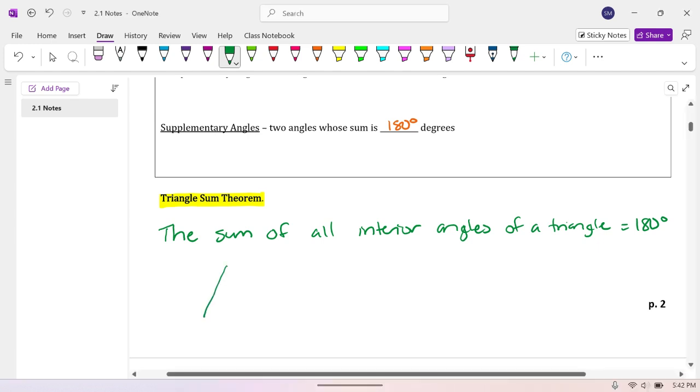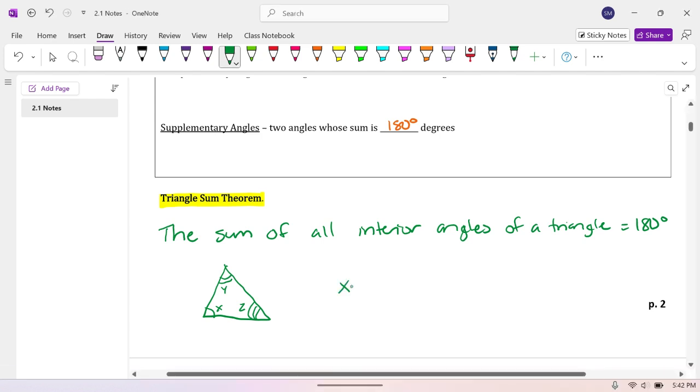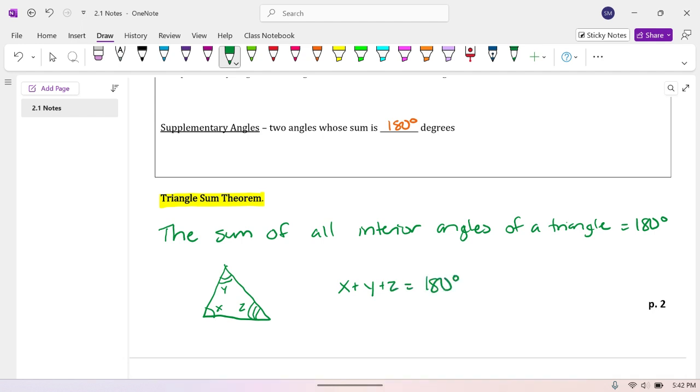All right, so if you just had a triangle here, let's call this angle X, this angle Y, and this angle Z. They're not necessarily congruent to each other, they're just different angle measures. That means X plus Y plus Z is equal to 180 degrees. Now, you guys have probably already seen this within your Delta Math. So basically, if they ask you to find a missing angle within the triangle and they gave you two of them, you just add them together, subtract them from 180.